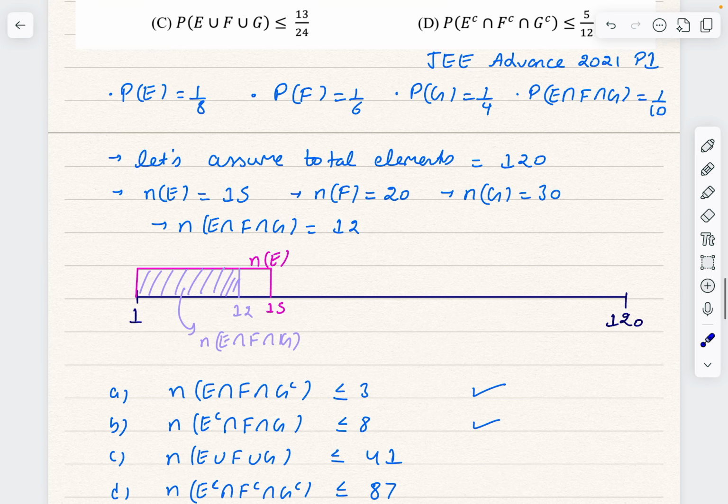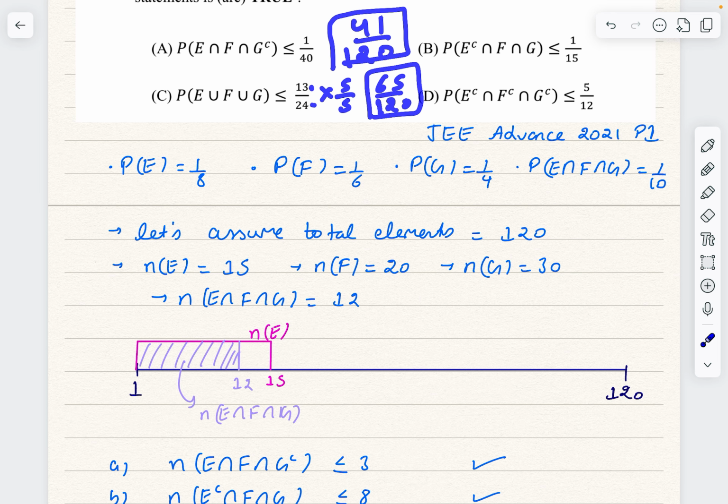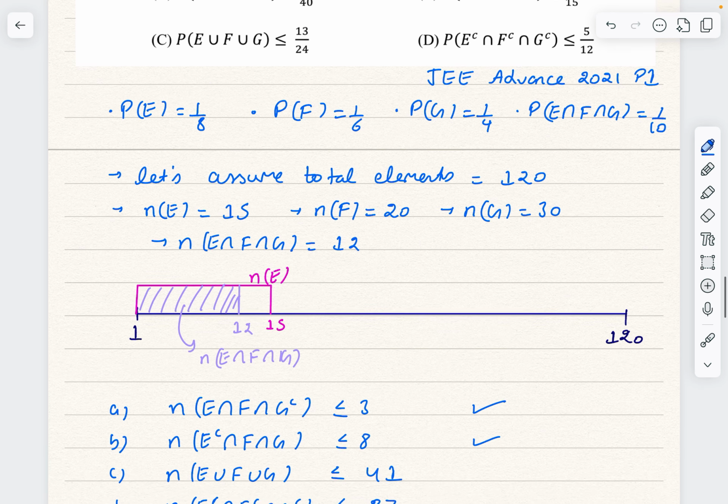They haven't given the exact same thing. So we get maximum value to be 41 by 120. They're asking 13 by 24. If I multiply with 5, we get 65 by 120. So you can see that whatever value we have got, it is less than this only. So option C also will be correct then.